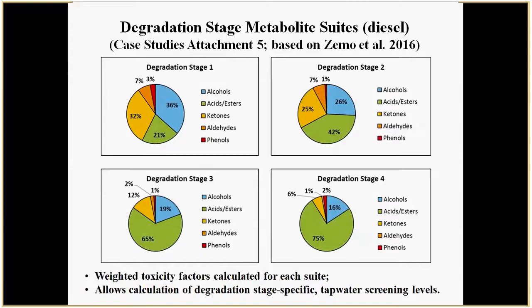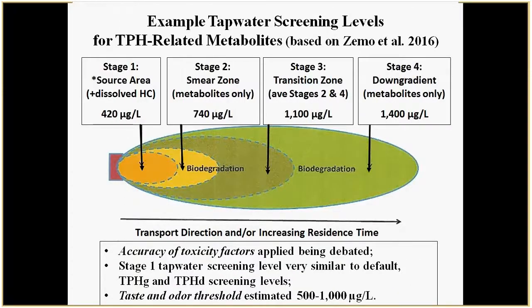If you take their data and their metabolite suites for each degradation stage, where they look at their lowest, most conservative toxicity factors, you can actually develop screening levels for TPH-related metabolites in drinking water and groundwater. So in this case, using their data, you come up with a screening level of 420 micrograms per liter TPH-related metabolites right under the LNAPL, which is really interesting because they were looking at diesel again. So our purely diesel-based number for dissolved diesel TPH in groundwater or drinking water is 400 micrograms per liter. So they basically concurred with what we see for TPH diesel in general before it's degraded.